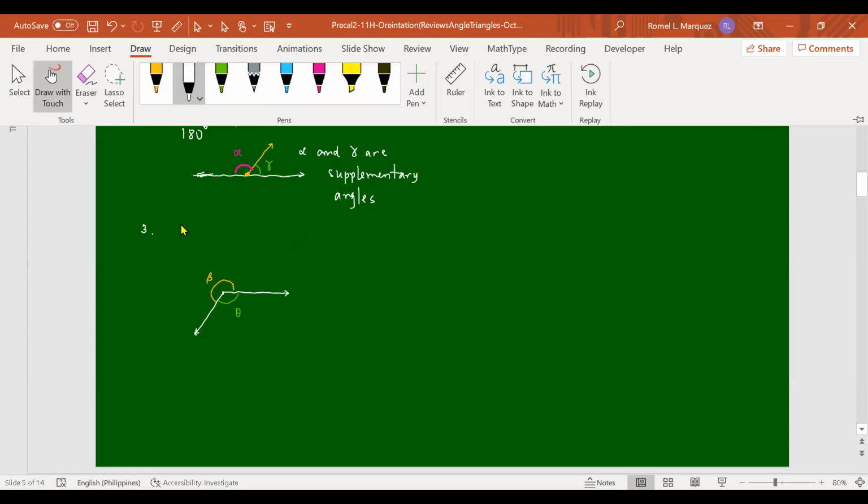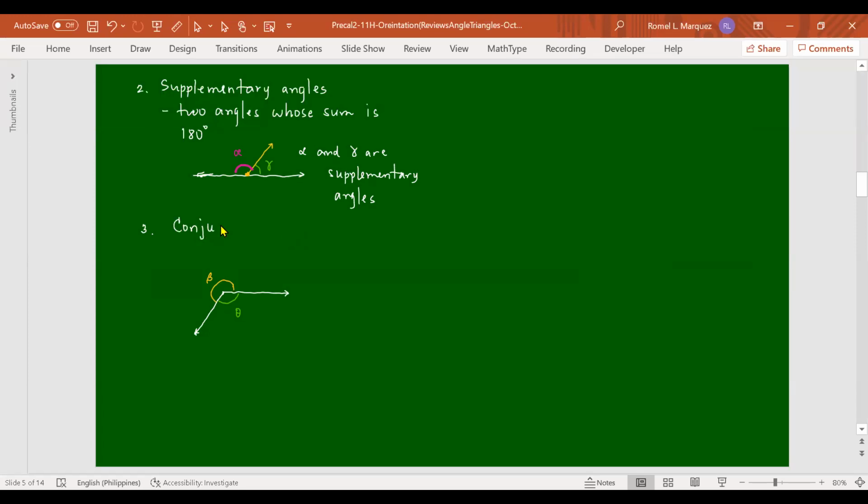Conjugate angles. Or they are called explementary angles. So what are explementary angles again, guys? Two angles whose sum is 360 degrees. Okay?